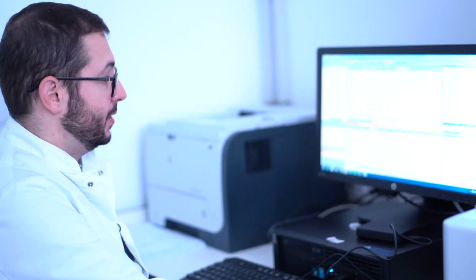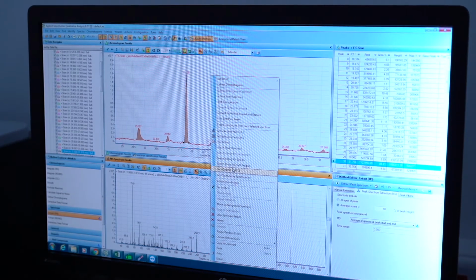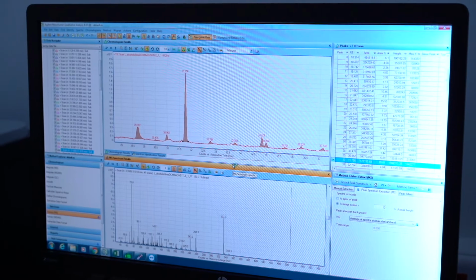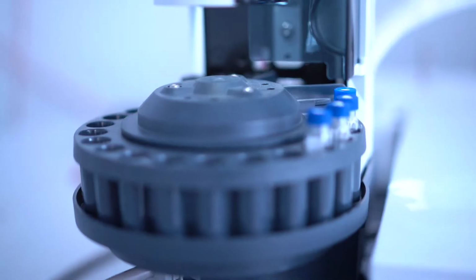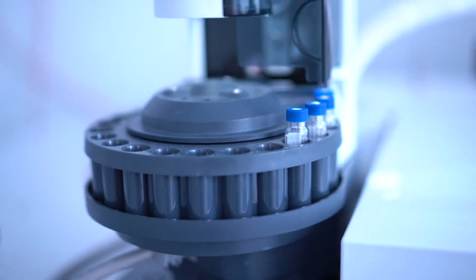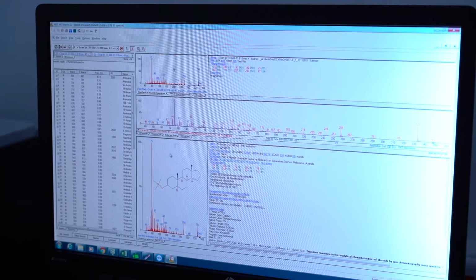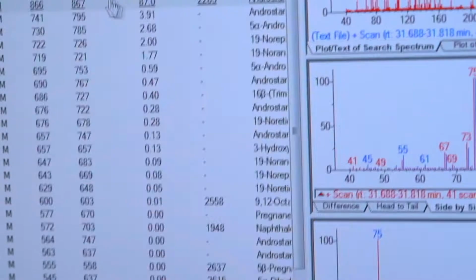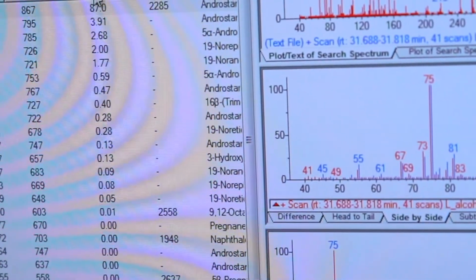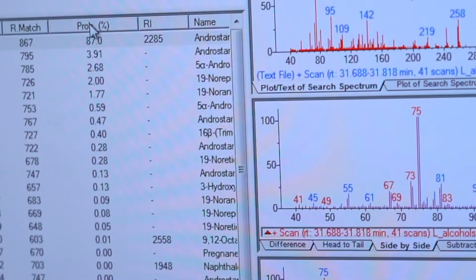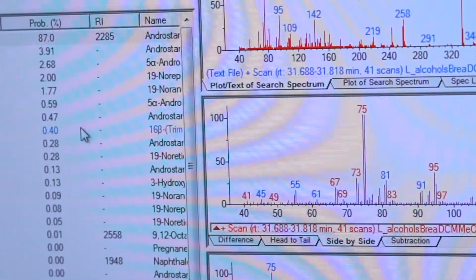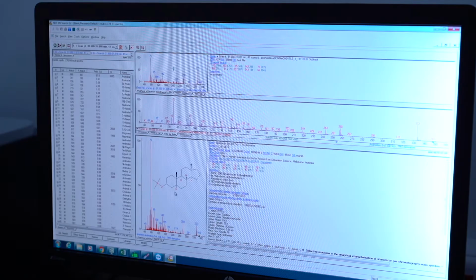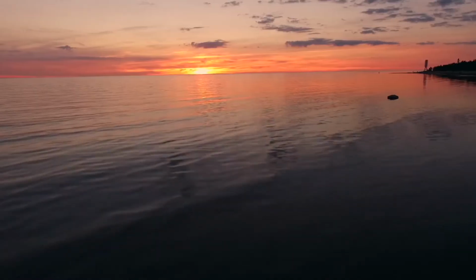What the program does is compare our spectra with the ones in the library. The system provides a potential identification, and with these numbers here, you can evaluate the chances that the identification is correct. The analyst checks these results according to her knowledge.